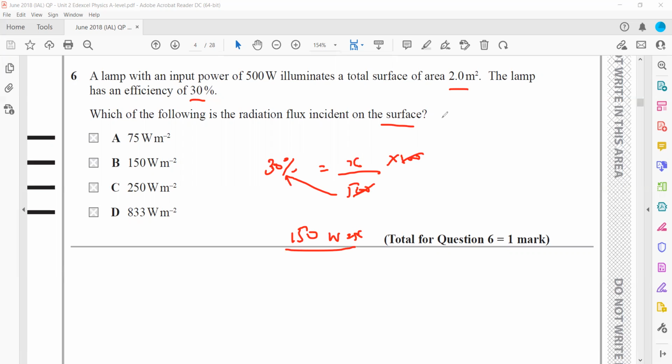And now we need the flux. Flux is power per unit area. So 150 is the useful power divided by 2, which is equal to 75 watt per meter squared. So for question 6, A should be the right answer.